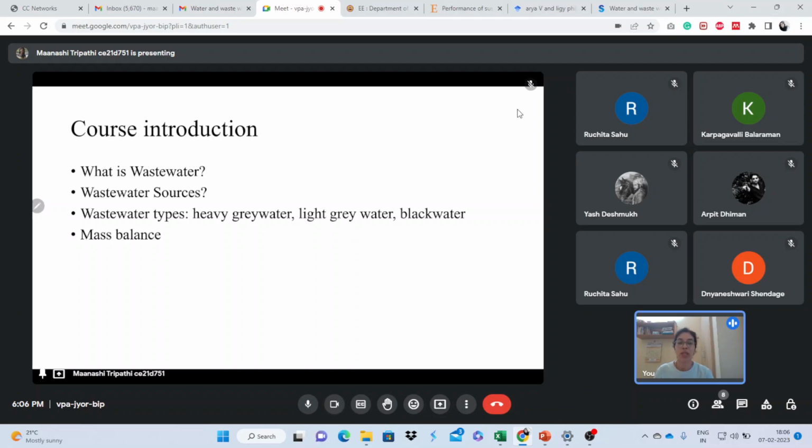So wastewater is not wastewater. Wastewater in one sense can be important raw water for other work. When we say wastewater, we mean used water. So that distinction should be very clear.